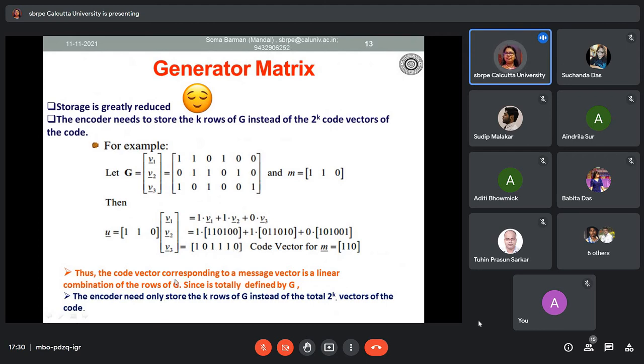Thus, the code vector corresponding to a message vector is a linear combination of the rows of G. The message vector is nothing but how you are generating this; this is nothing but the linear combination. Since it is totally defined by G, the encoder need only store k rows of G instead of the 2 to the power k vectors of the code. I have already mentioned that a number of times.